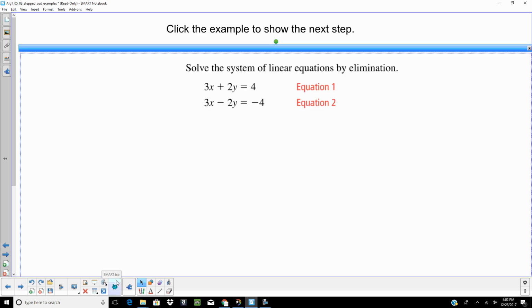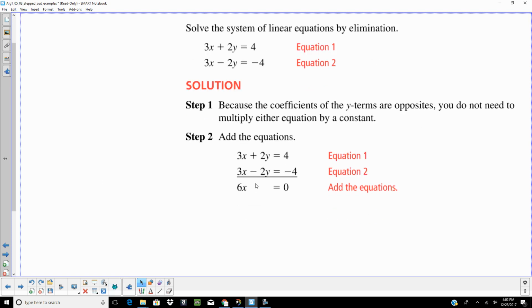So on our first example, what I notice right away is I already have opposite coefficients, positive 2, negative 2. When you add those together, they become 0. So I'm just going to cross them out. You might say, well, 4, negative 4 is 0. Why didn't we cross them out? Well, we need to have something written down on that right-hand side of the equal sign, so you have to write that 0. Divide both sides by 6, and you get x equals 0.